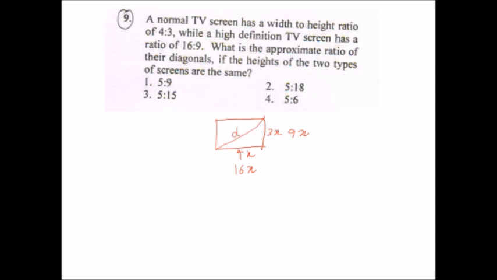This will follow the Pythagoras theorem, that is D square equals height square plus width square. So the ratio of the diagonal of TV1 and TV2 will be the square root of 4 square plus 3 square, by the square root of 16 square plus 9 square. If you solve this, you will get it as 5:18. So the answer will be 2.